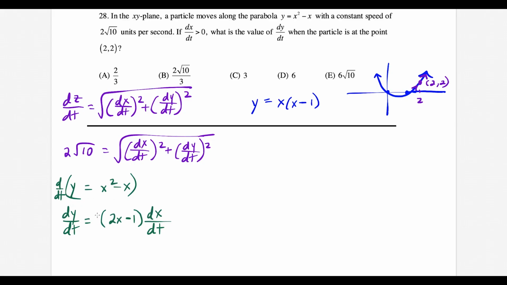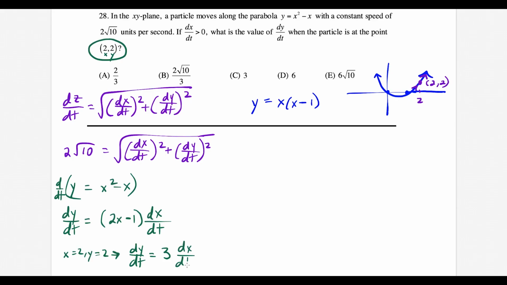So from here, we have to be mindful that when the particle is at the point (2, 2), that means x is equal to 2 and y is equal to 2. So x equals 2, y equals 2 implies that dy/dt equals 2 times 2 is 4, minus 1 is 3. So this is 3 dx/dt.